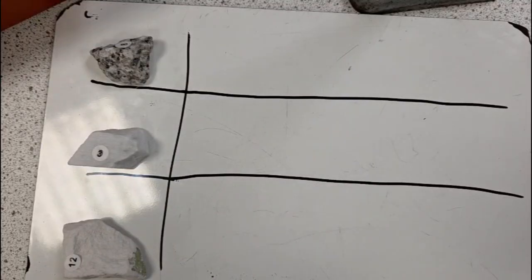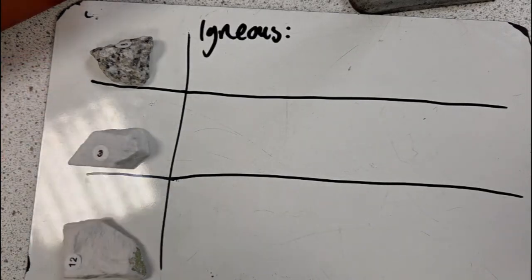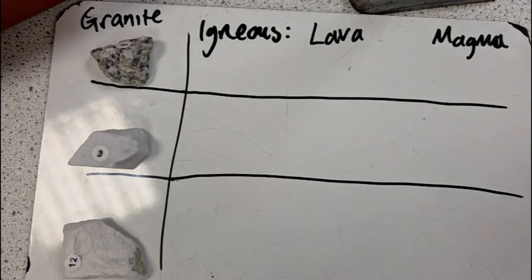So in summary, we'll recap what we found out. Firstly, we have igneous rocks. An example is granite. These rocks are created from intense heat of volcanic activity, such as from lava or magma. Lava is magma which has exited the volcano. This forms an extrusive igneous rock.